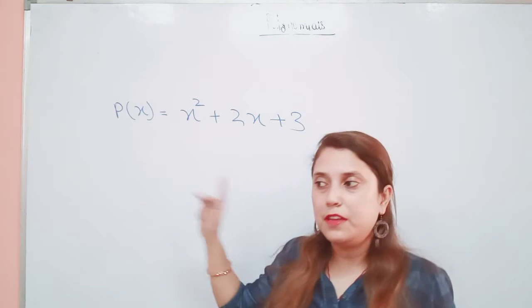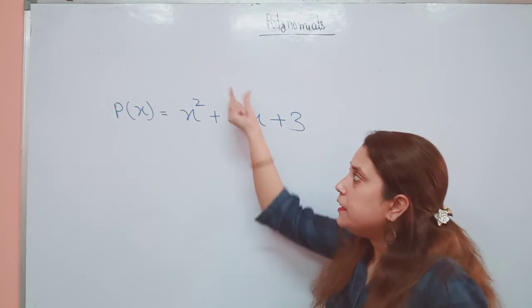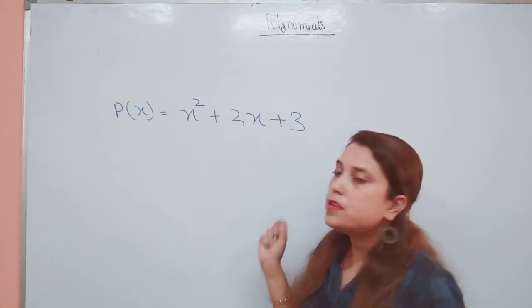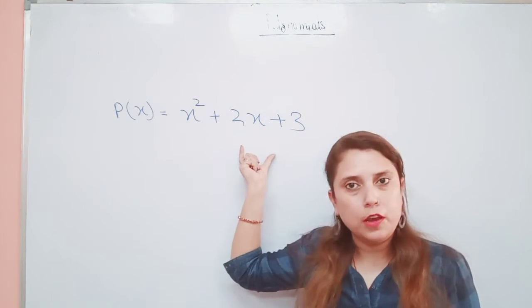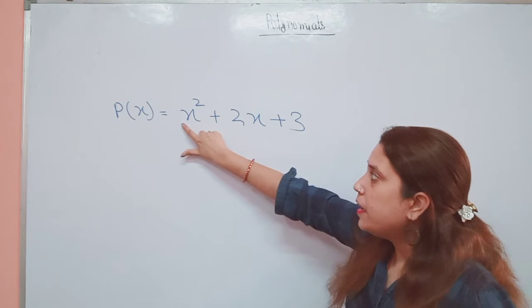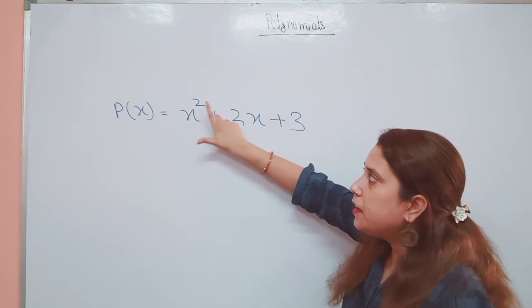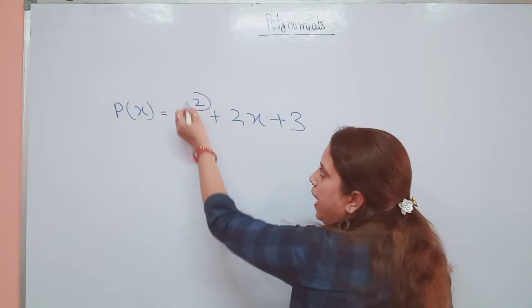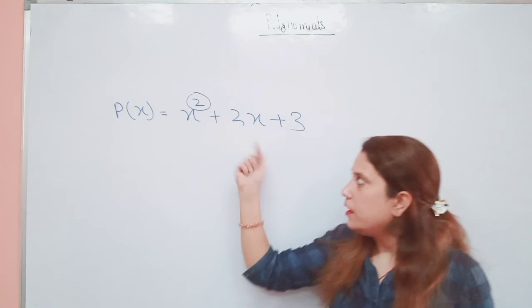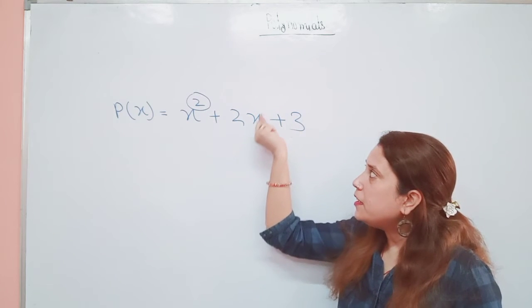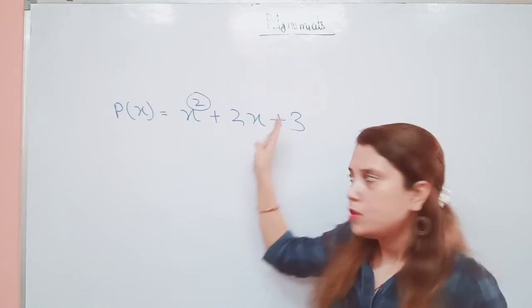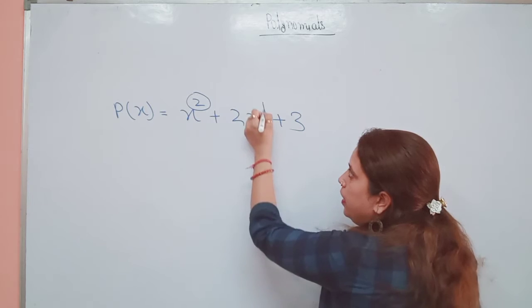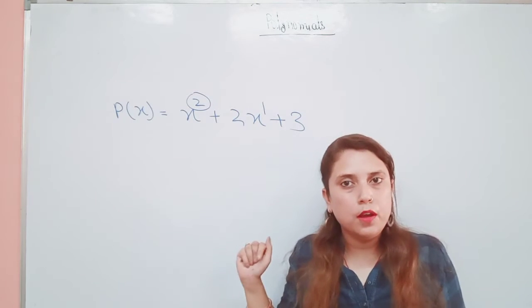The very important thing: if the degree of the variable is a whole number, then the given expression will be a polynomial. So let's take the first term: the degree of x is 2, and 2 is a whole number. Now in the second term the degree of x is, if nothing is written it means it is 1. So the degree is 1. Again 1 is a whole number.